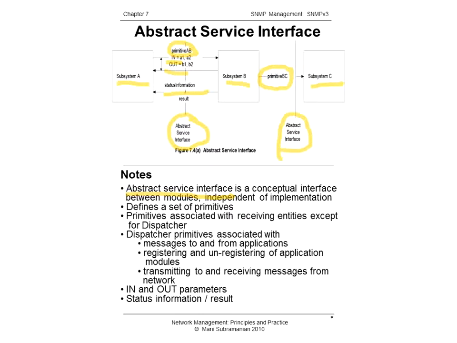Now except for the dispatcher, the primitives are associated with the receiving subsystem. Dispatcher primitives are used in receiving messages from and to the application modules, as well as registering and unregistering them, and in transmitting and receiving messages from the network.